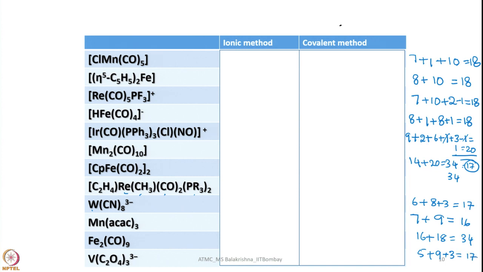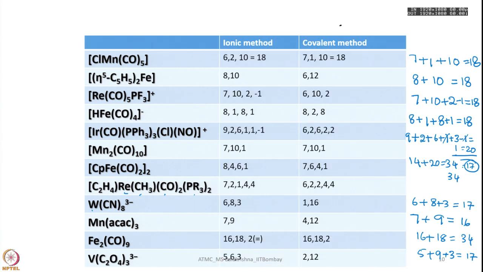So this is how it is, the covalent method. Now let us look into it. Now you can see here, yes, this is fine. And here again, no issues, the ionic method and the covalent method both account for 18 electrons here. In this case also no issues, 18 electrons are there. In this one also no issues. And here if you see, in the ionic method, 9 electrons are coming. It should have been not the ionic method. The ionic method should be here and the covalent method should be here.